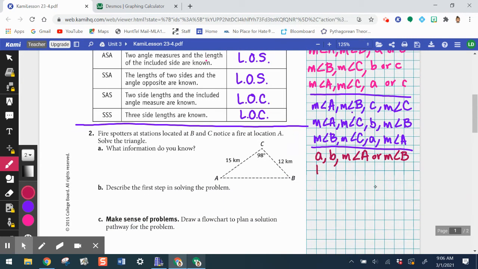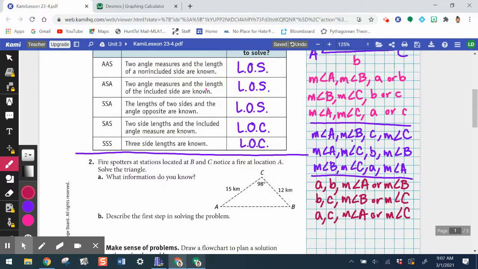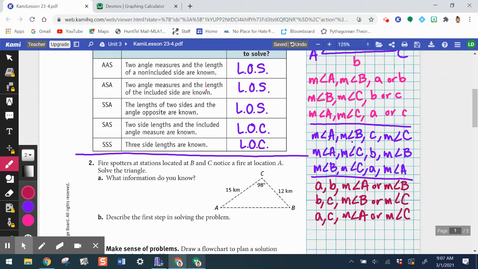So we can know the length of b and c, and either the measure of angle B or the measure of angle C. We can also know the length of a and c, and either the measure of angle A or the measure of angle C. So we can use any of these combinations with the law of sines to find other missing measures.